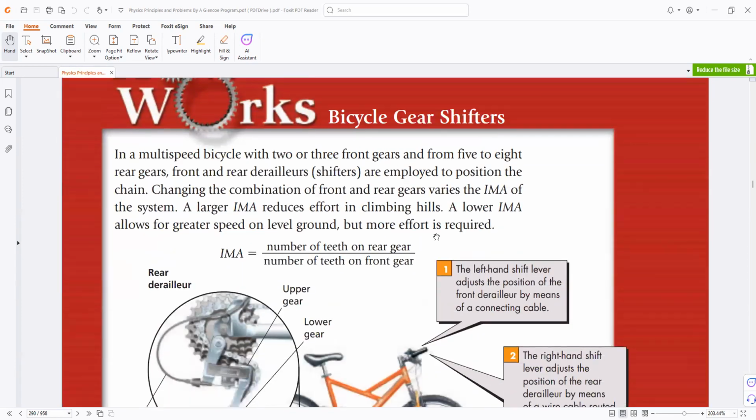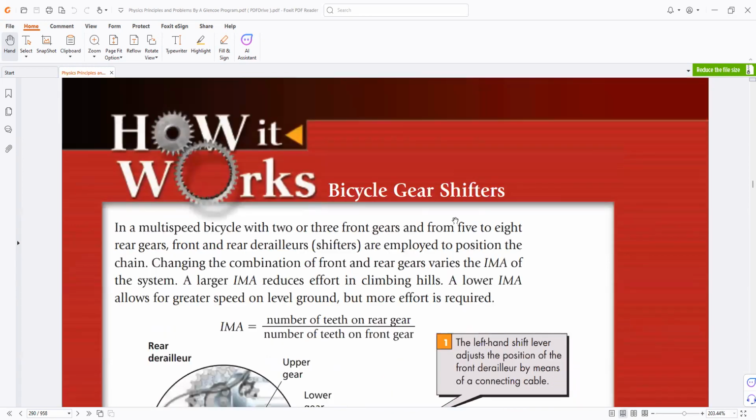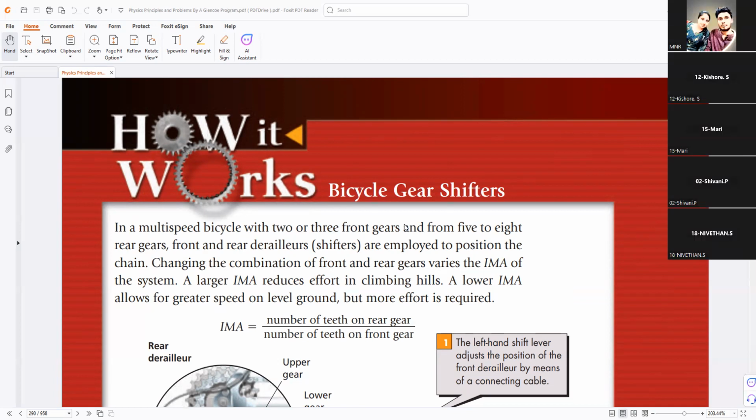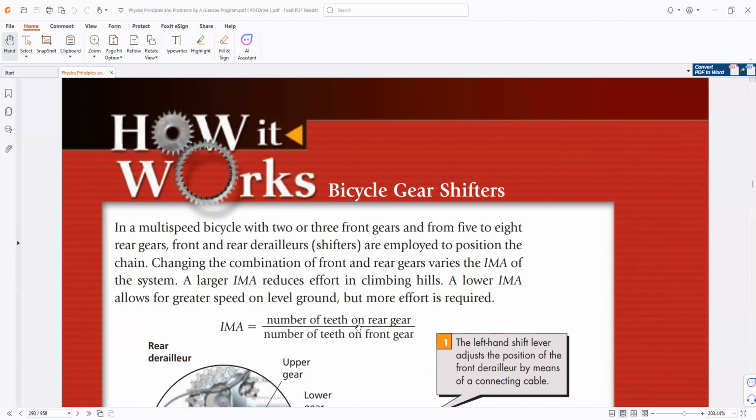So bicycle gears, we all know gear cycles. Many of you have a gear cycle. Am I right, everybody? Yes, sir. To travel faster, you keep on changing your gears. Have you experienced that, boys, guys, girls? So if you notice it here, this is the situation where they explain about gear cycles.